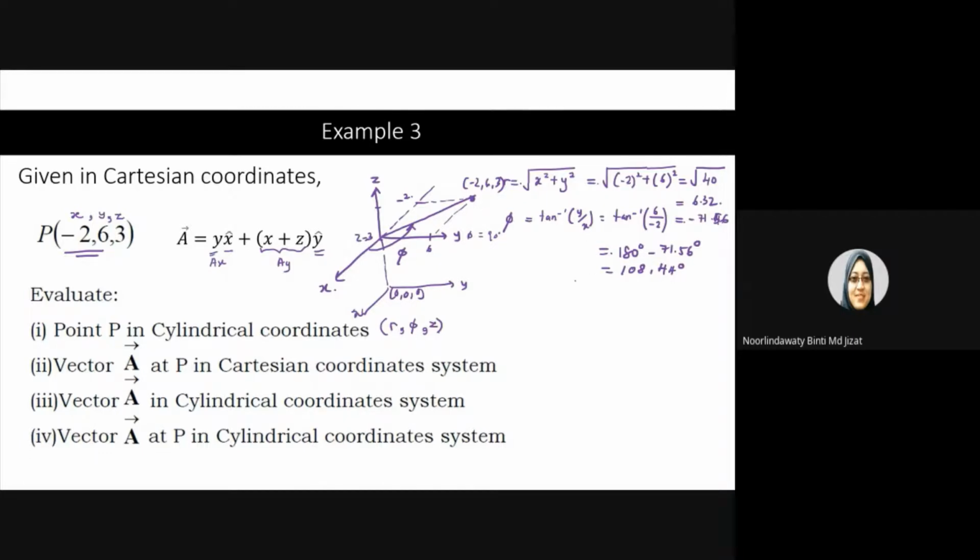And what about Z? Are there any changes? No, so Z will be 3. So your point P in the cylindrical coordinates is now given by 6.32, 108.44 degrees, and 3.